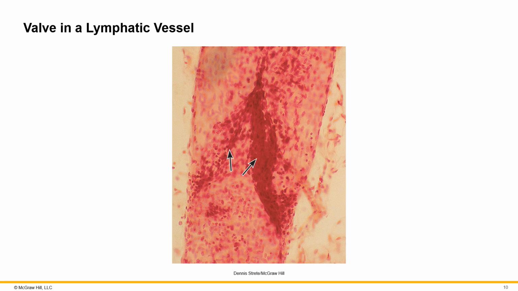All right, here is a microscopic image of a valve that is present in the lymphatic vessel. You can see the arrows there pointing to the valve. Looks very similar to a venous valve. Okay.